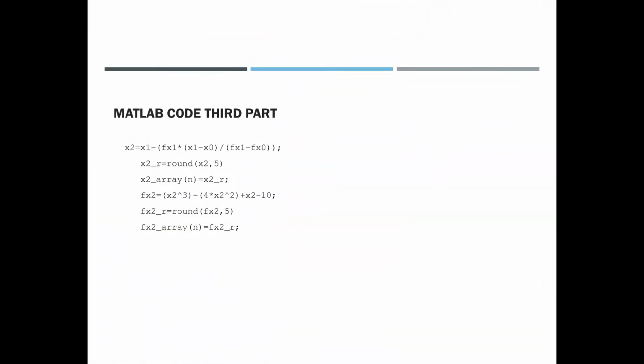Continuing the third part of the MATLAB code. This will compute for the current value of x sub 2 using the parameters x sub 0, x sub 1, f of x sub 0, and f of x sub 1, and then save it to the variable x2. This will round off the current value of x sub 2 to 5 decimal places. This will save the rounded off value of x sub 2 as the nth element of the x sub 2 array.